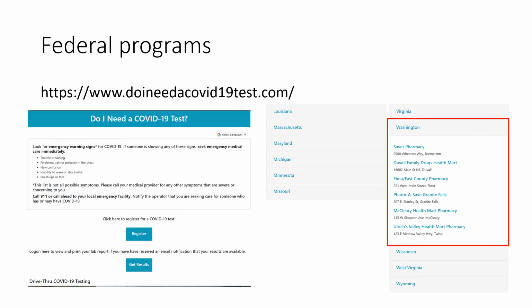To get a quick glimpse of what the federal program looks like from a patient perspective, you can go to www.doineedacovid19test.com. There, a person can register for a COVID-19 test and get their test results. I've highlighted in the red box the current independent pharmacies listed in Washington State that are participating in the HHS COVID-19 testing program.